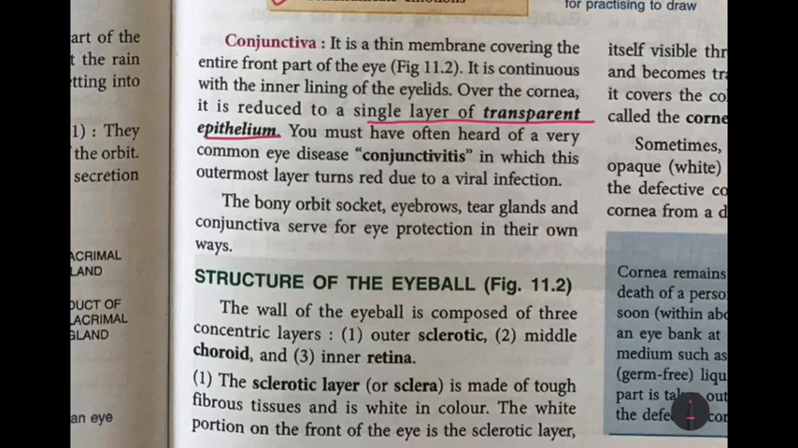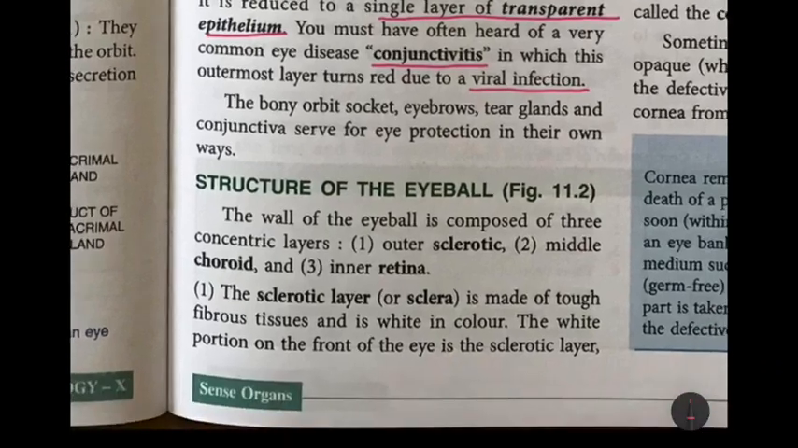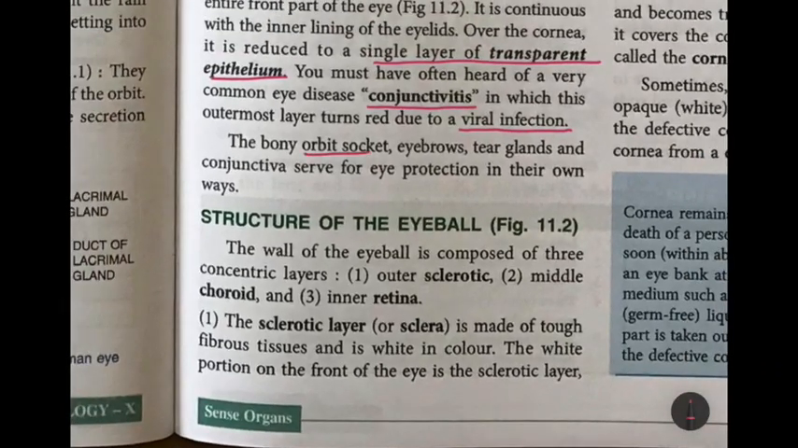Of course, you must have heard about a disease, conjunctivitis, and many of you must have got it also, where your eyes become red. This is due to a viral infection. Now the bony orbit socket, eyebrows, tear glands, and conjunctiva serve for protection of the eye, in their own different ways.